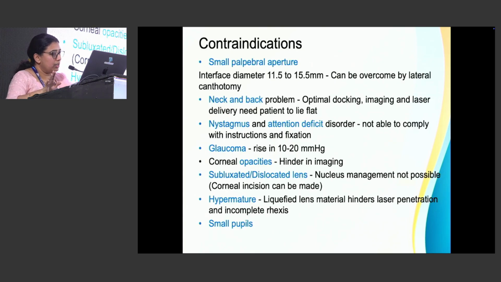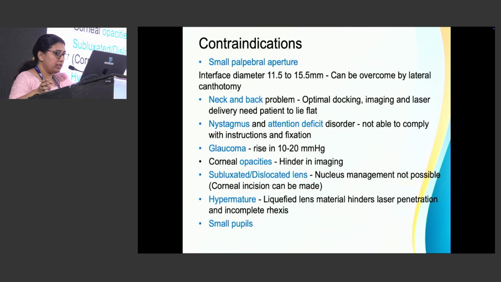The general contraindications are a very small palpebral aperture, because the PI has a diameter of 11.5 to 15.5, and so with very small apertures the PI might not fit well. People with neck and back problems, where optimal docking, imaging and laser delivery need the patient to lie flat. So if there are neck problems, this might not happen.